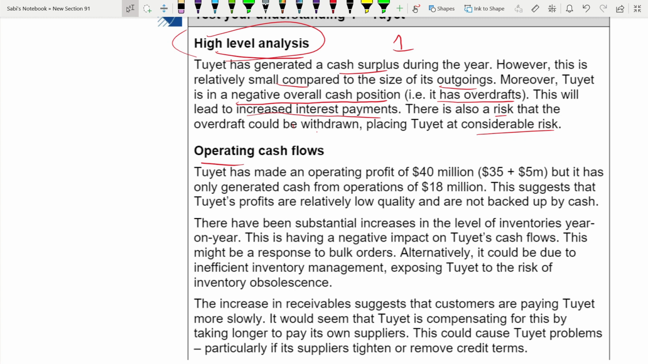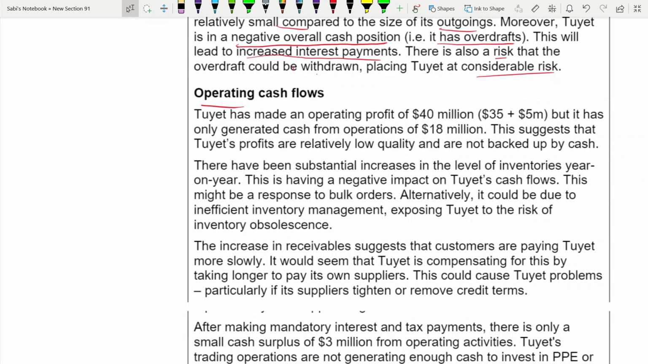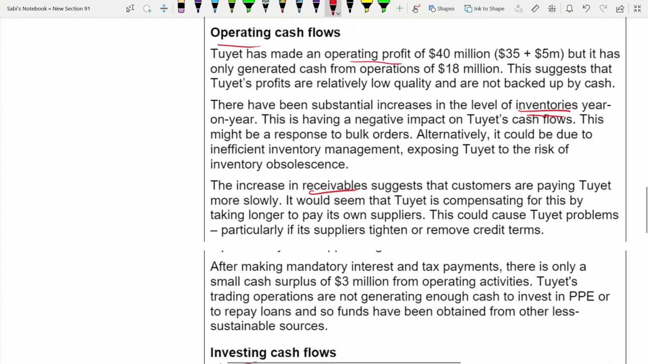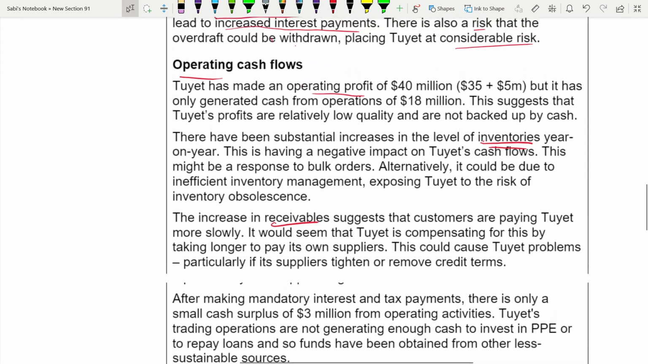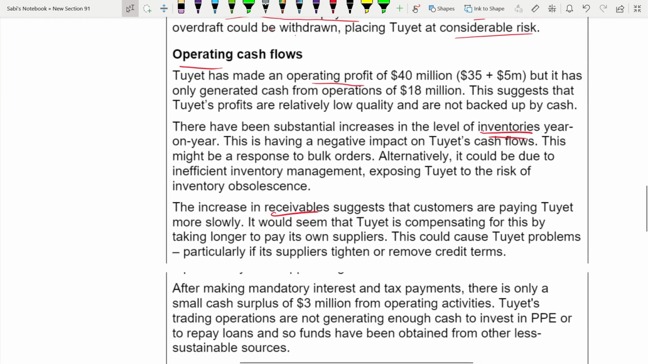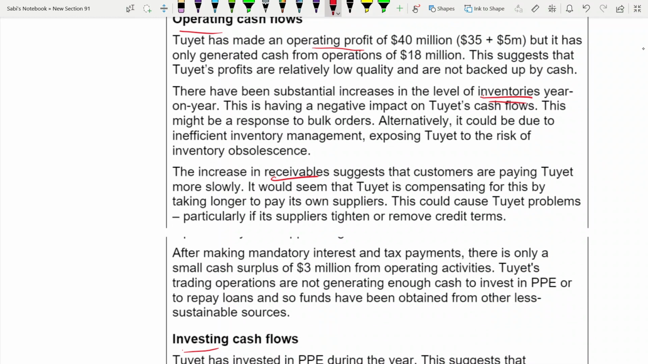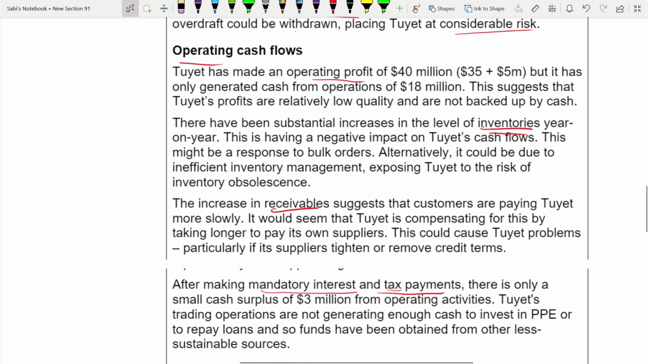So here what they have done, each thing will be explained in each paragraph. For example, the first one is about operating profit. Next one is about the inventories. Then it's about receivables in the third paragraph. Then whatever is the bad sign, I mean, not good, explain it. And then comes mandatory interest and tax payment. This you cannot skip, it's mandatory. So these are the 4 things. So what about operating profit?